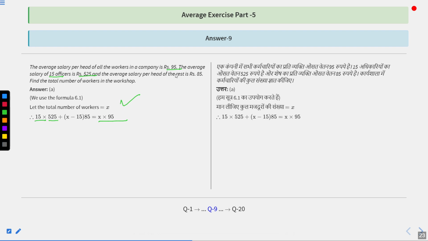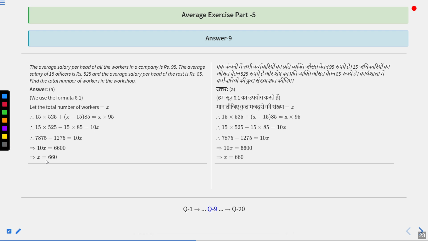And the average salary per head of the rest is 85, so what will be the number of the rest of the people? x minus 15, multiplying by 85. So both the numbers are comparable, so we can compare them. Now when we compare them, we get the value of x, which is the total number of workers. So the total number of workers will become 660. A is the correct answer.